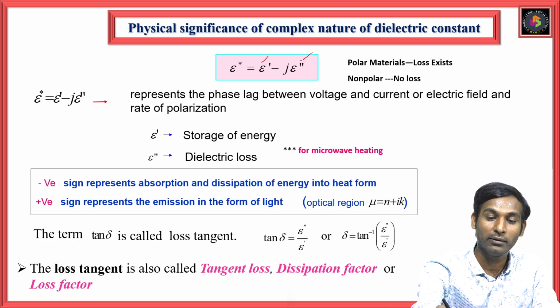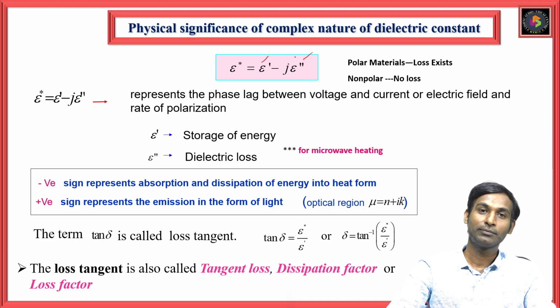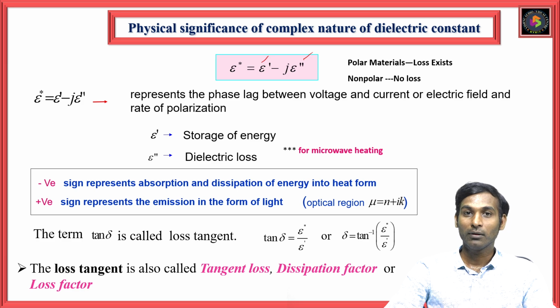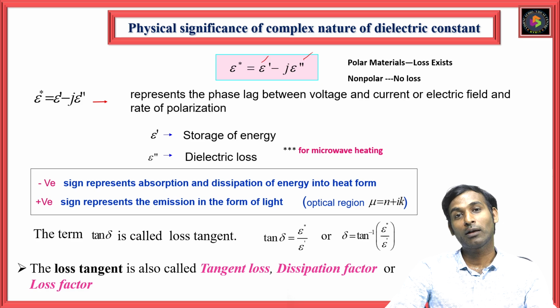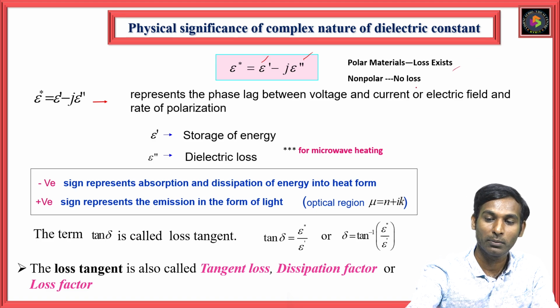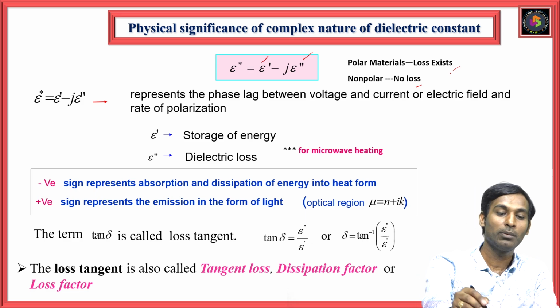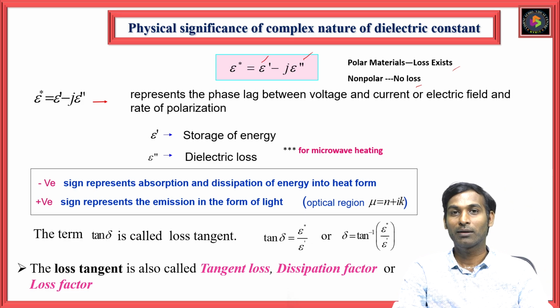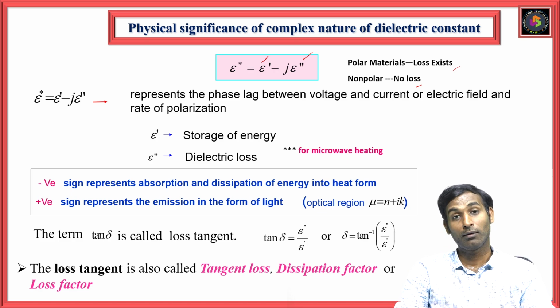The imaginary part is also called the dielectric loss. It is the loss of the dielectric material. Loss is a measure of the amount of energy lost from the external electric field. So the complex dielectric permittivity is equal to the real part plus the imaginary part. Polar material has loss, while non-polar material has no loss. It is suitable for liquid dielectric material. In liquid dielectric material, we can easily identify the loss factor.